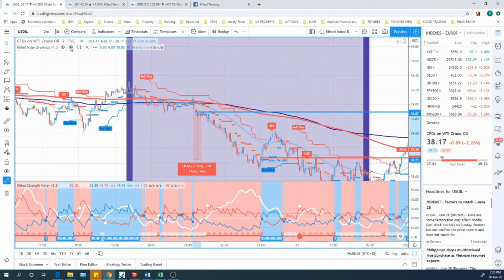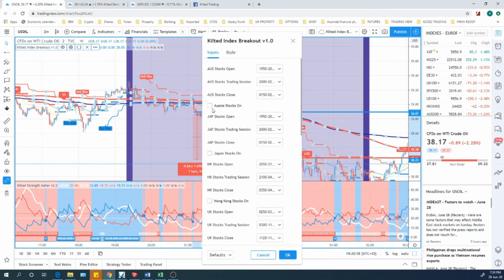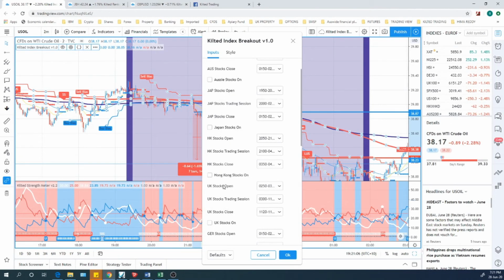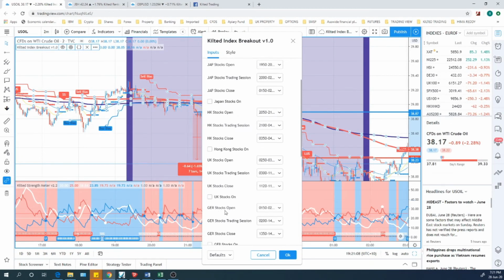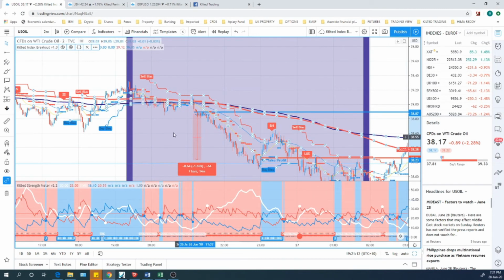You've got everything built into the indicator itself. If you want to change this to suit whatever market you're trading, whether it be the Nikkei, the Hang Seng, the UK FTSE, or the DAX, it's all coded in there for you guys. So I'm super excited to be trading this week. I'm really pumped, and I can't wait to trade this one this week and report back on some of the results.